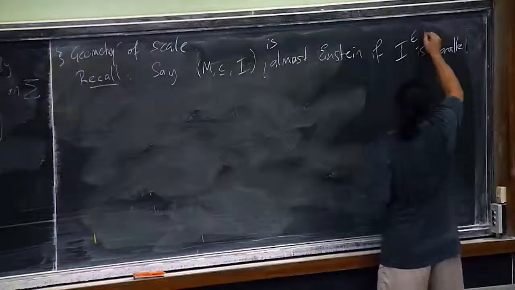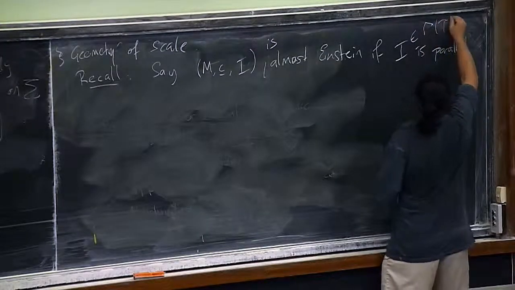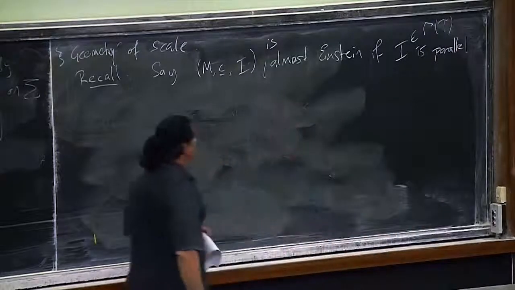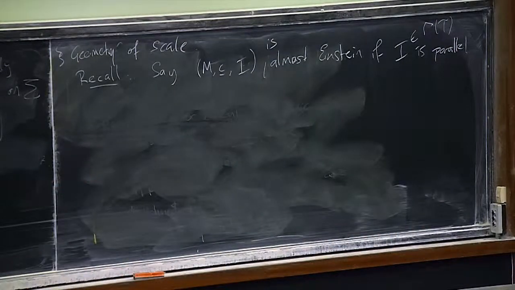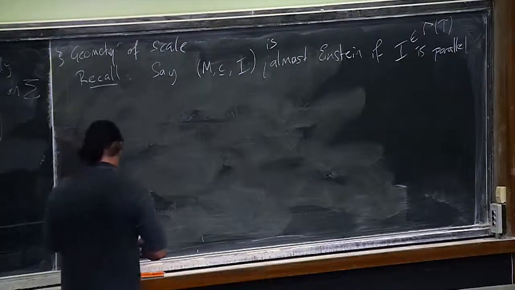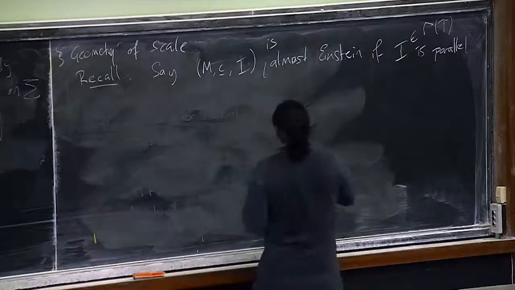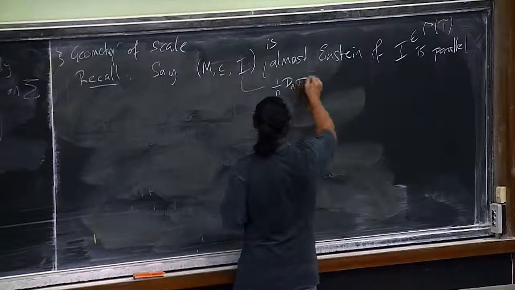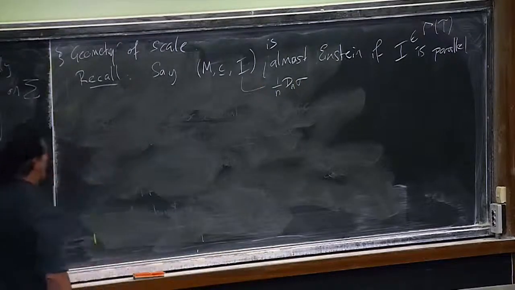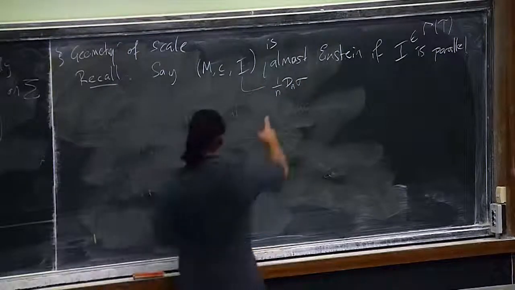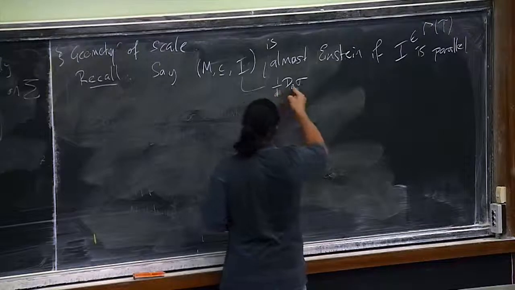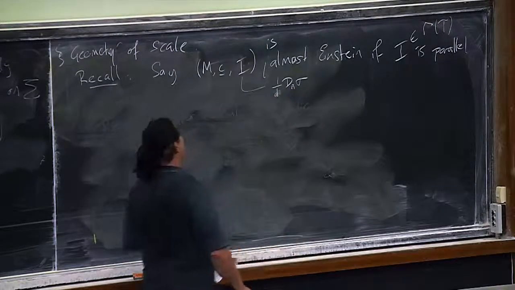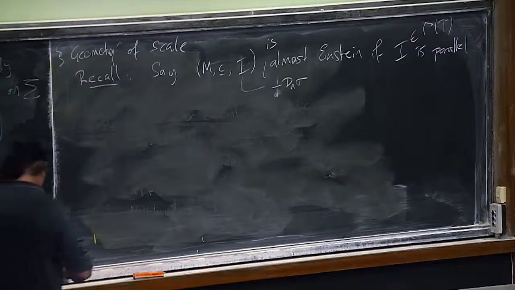So this is a section of the standard tractor bundle. So it's parallel for the standard tractor connection. So remember, that means that the scale sigma satisfies that Hessian type conformally invariant equation. So then necessarily this parallel tractor takes the form of 1 over D, sorry, this Thomas D operator acting on sigma, where sigma is the scale.